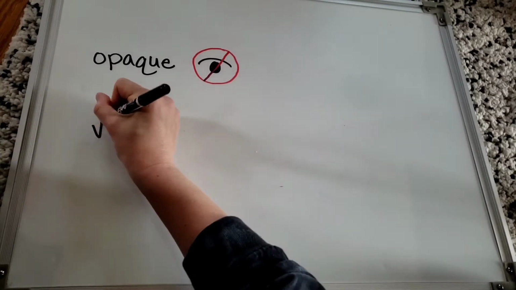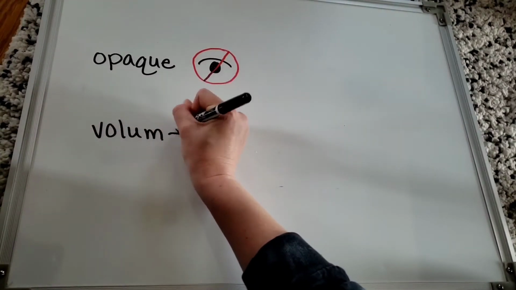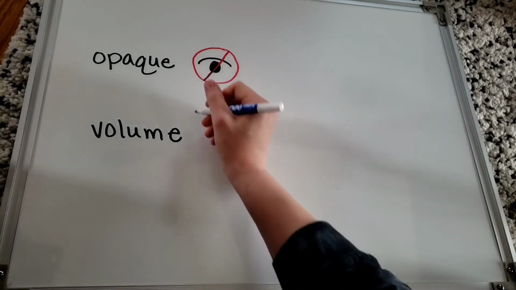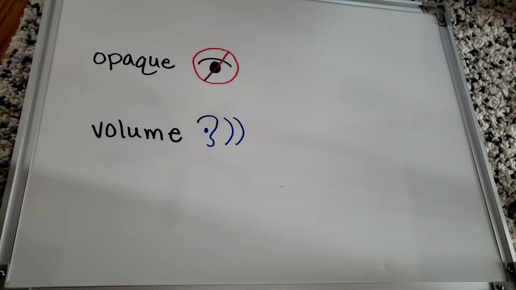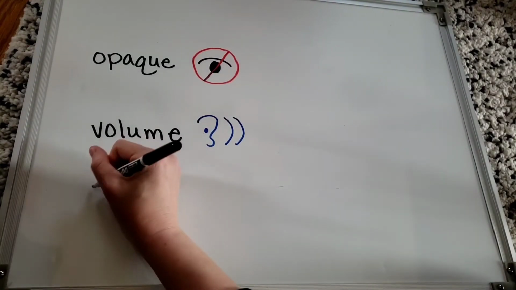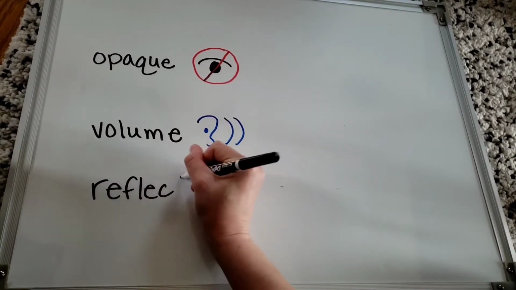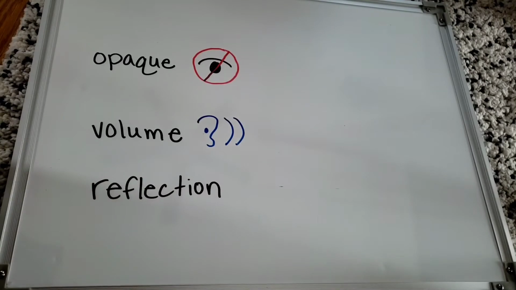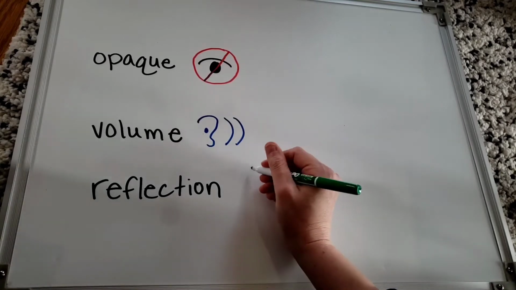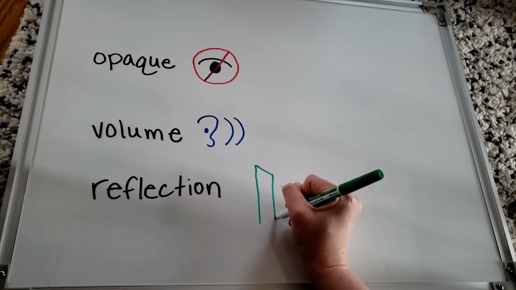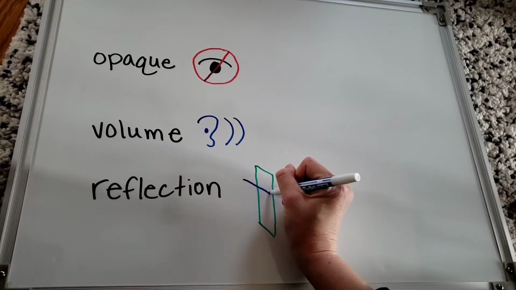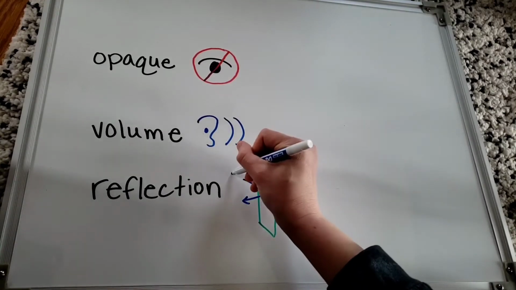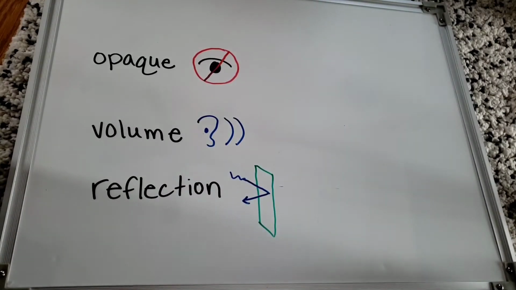The next word is volume. Volume is how loud or soft something is. The next word is reflection. Reflection is when light bounces off of a surface. We do also call what we see in the mirror our reflection, but for the purposes of this lesson, we're looking at reflection as the way light bounces off of a surface. So we see the light coming in here, and then it bounces off of our surface.